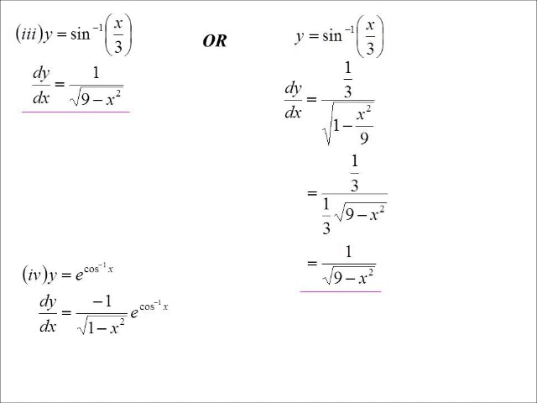Some people like to write that all as one fraction, like me. I'm one of those people. Minus e to the inverse cos of x over the square root of 1 minus x squared.